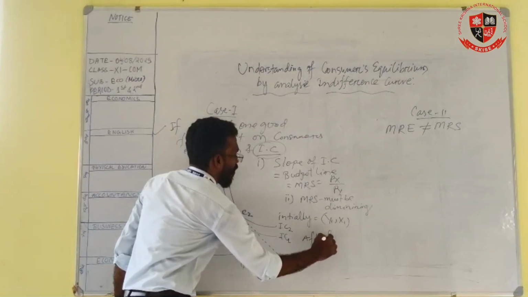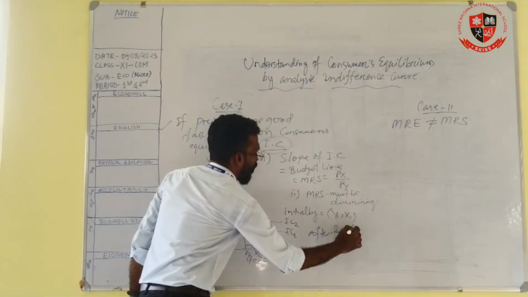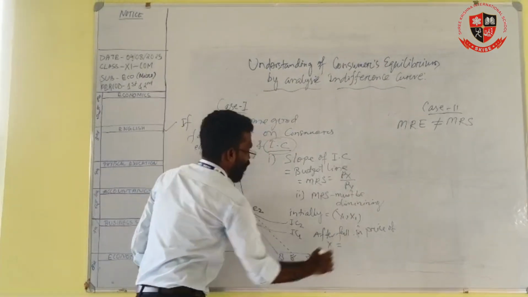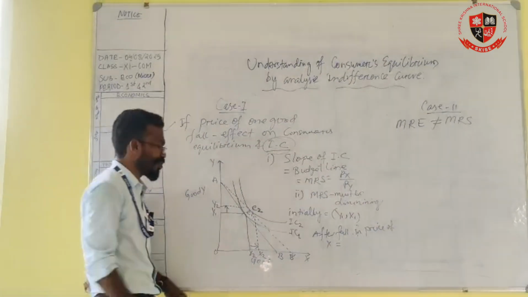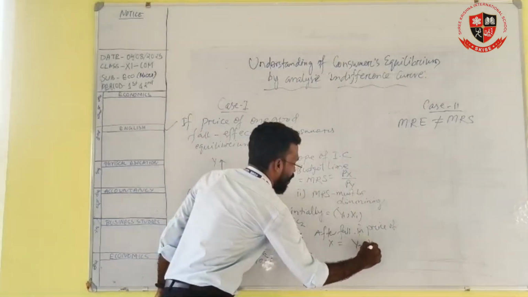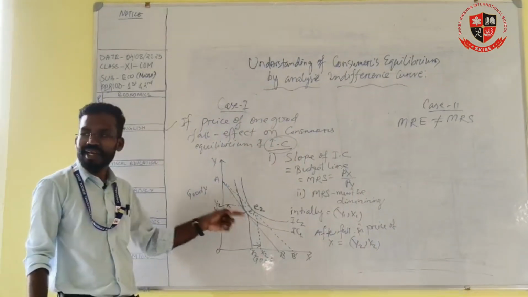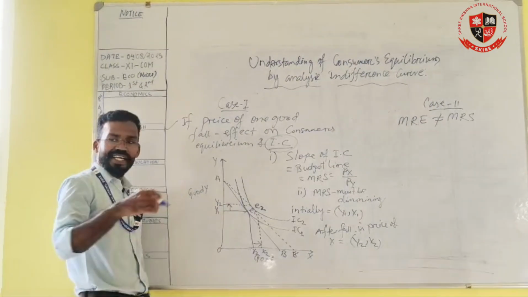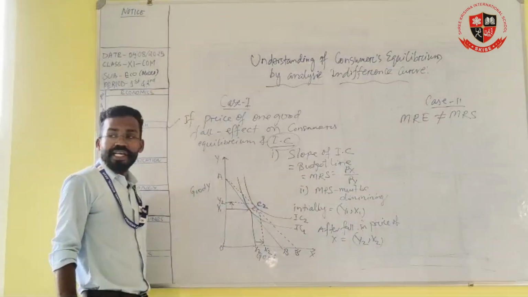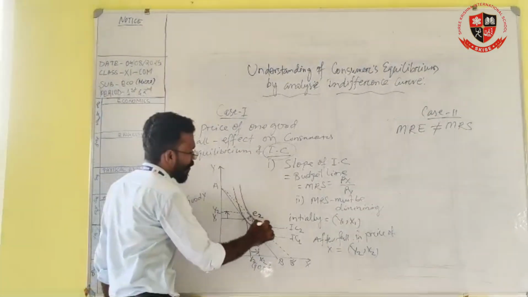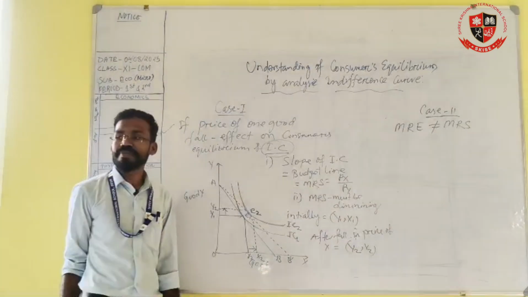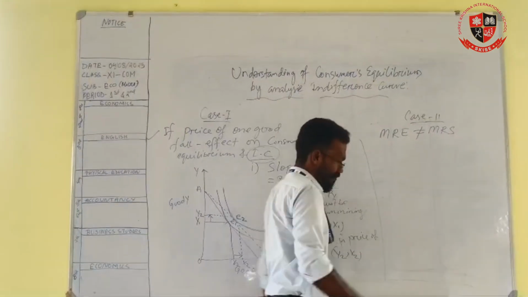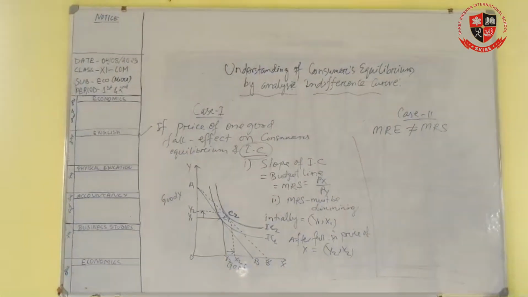What is the new combination of goods consumed by the consumer after the fall in the price of X? Y2 and X2. With the fall in price, the consumer is attaining a higher equilibrium point, and a higher indifference curve shows a higher level of satisfaction. This is one case.